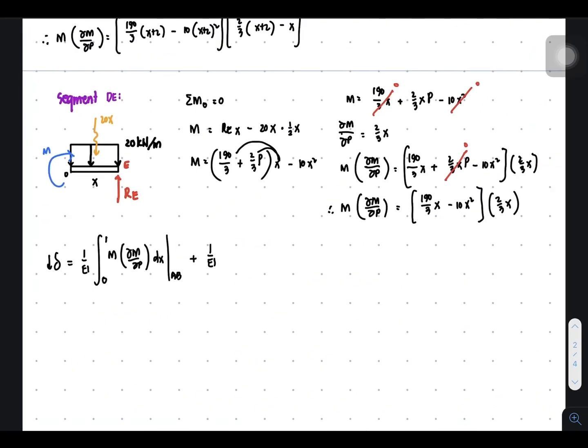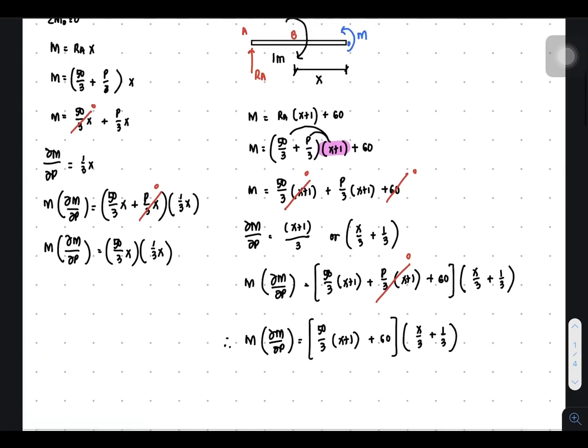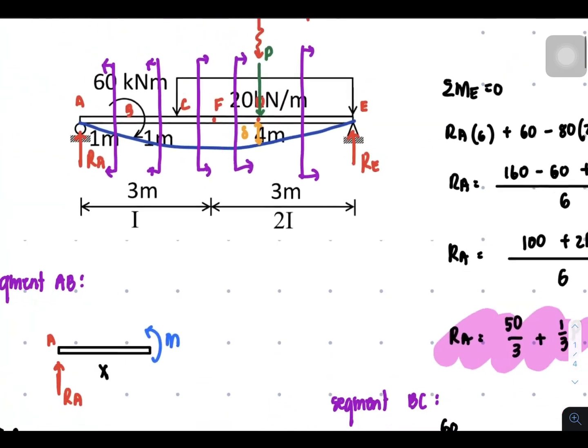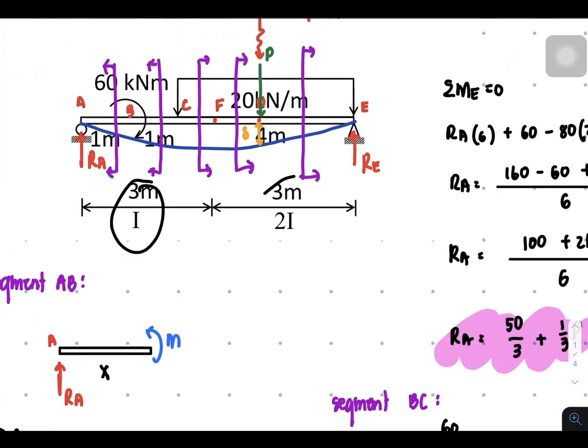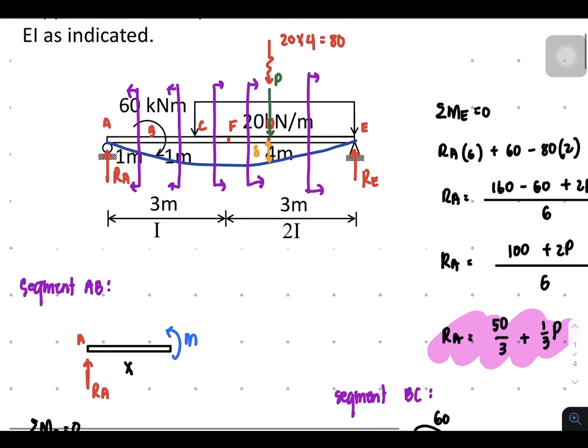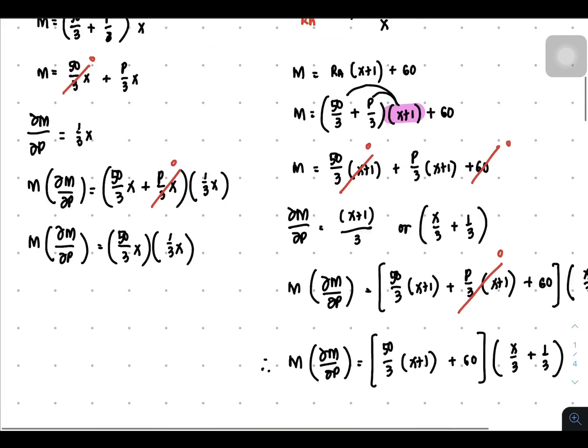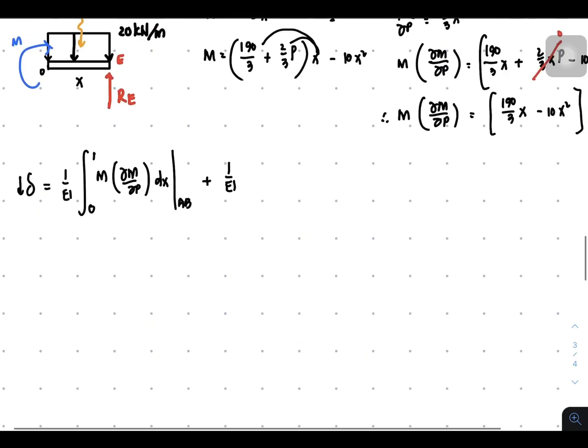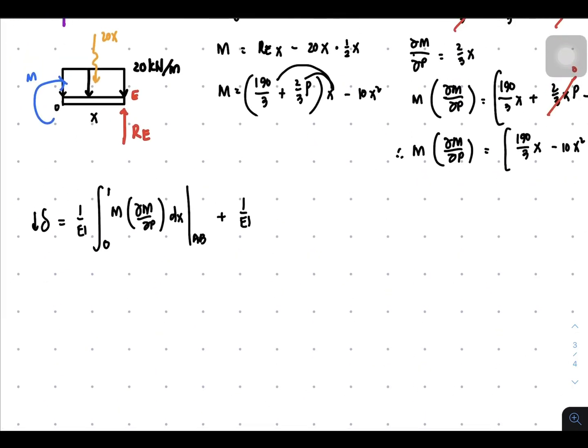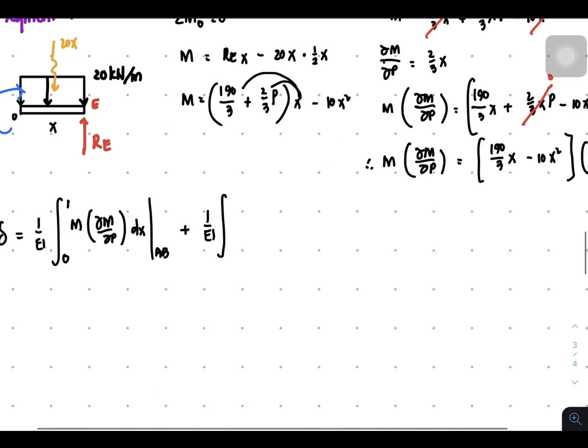So by the way, I'm rewriting 1 over EI because our section is irregular. We have one I here and you have 2 I's here. So the 2 I's start when we reach the FD section, so FD to DE. Alright. So from AB to BC, it is only 1 I. So it's m times the partial derivative dx from B to C. So this is 0 to 1.